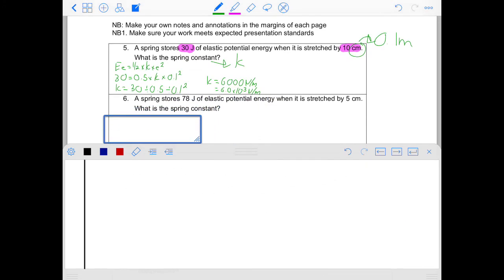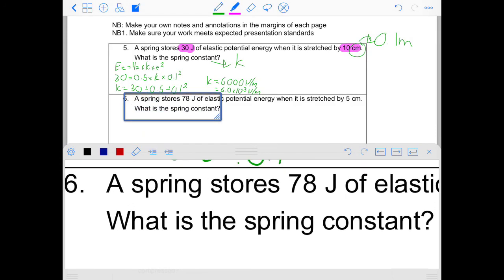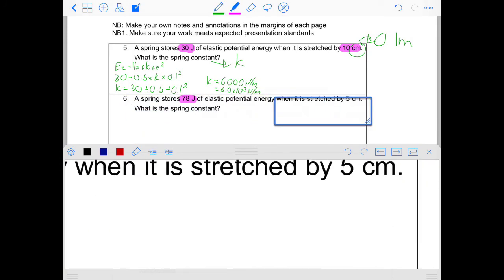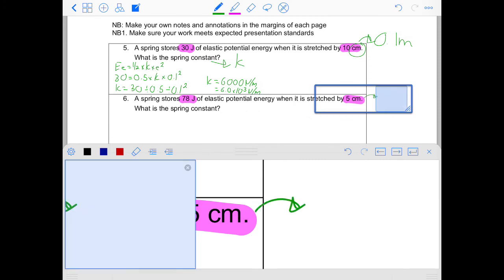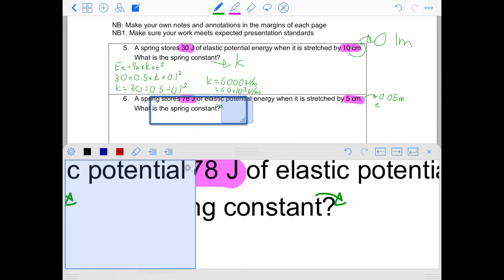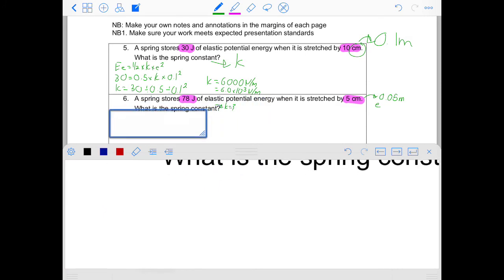And question 6, again, start with what you know. We know there's 68 joules of potential energy when it starts by 5 centimeters. 5 centimeters we have to convert to meters. So 5 divided by 100 is 0.05 meters, which is our extension. What is our spring constant? Our spring constant is our unknown, is our question mark.